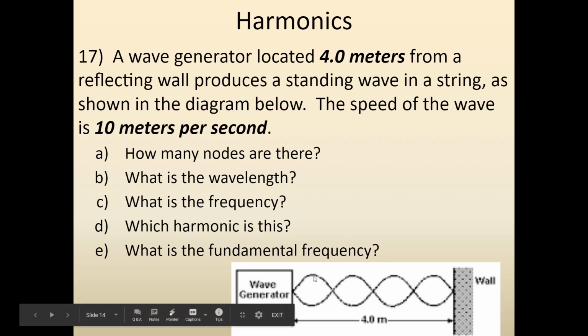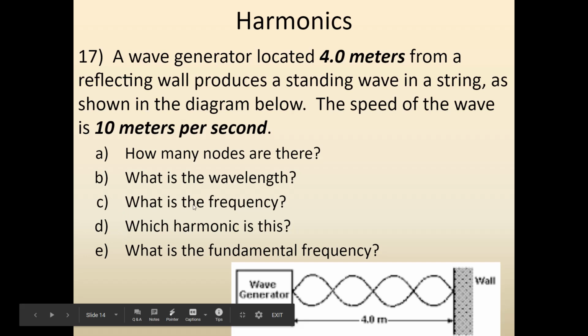If they want antinodes, it would be the bubbles. So 1, 2, 3, 4 bubbles. They want to know what the wavelength is. Well, starting at the end, I have to go up a crest and down a trough. So 1, it would be right here. Up a crest, down a trough. 2 waves. So this represents 2 full waves. So the wavelength, if 4 meters fits 2 waves, then 1 wave would be 2 meters.